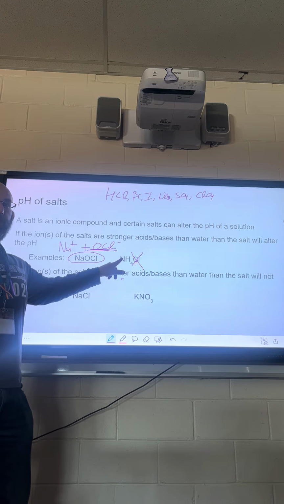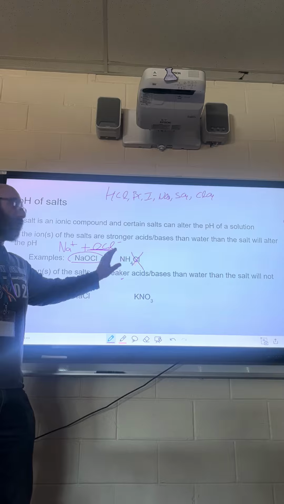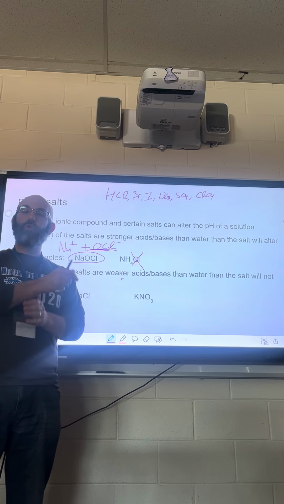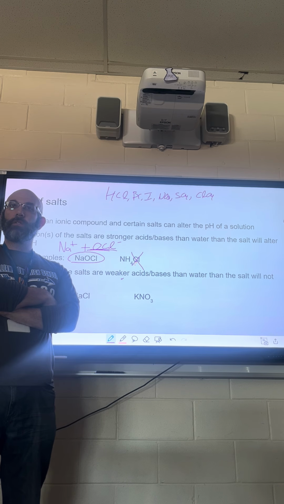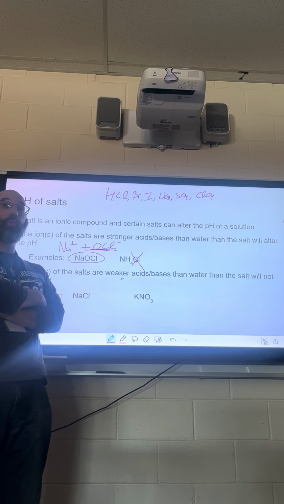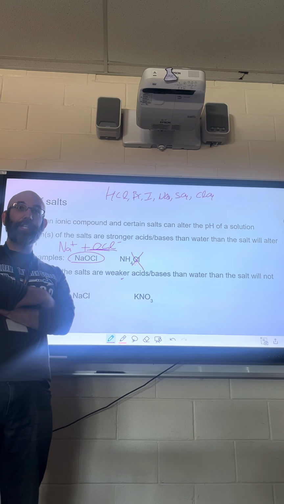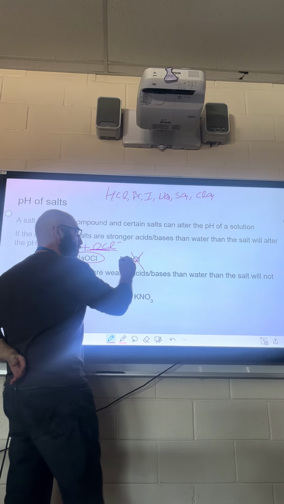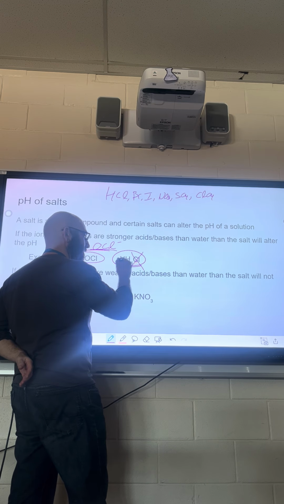Ammonium, the ion, was originally the base NH3. Is NH3 a strong or weak base? It's a weak base. If it's not a hydroxide, it's a weak base. So as a weak base, its conjugate acid is stronger than water. This will also affect the pH because of this.